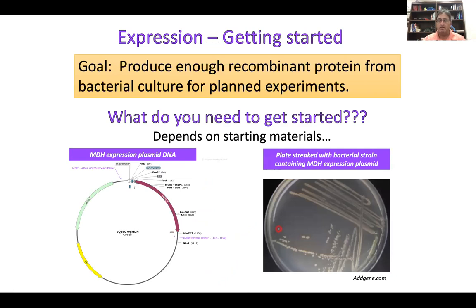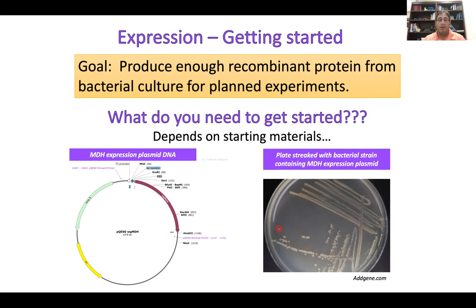So the whole idea is you want to grow up a culture, put your plasmid in the bacteria cells, and have those bacteria cells act like little factories to make lots and lots of your protein. All right. So what do we need to get started? Well, it depends on your materials.